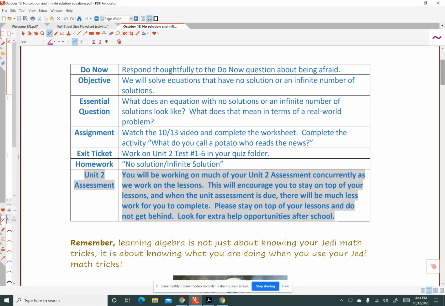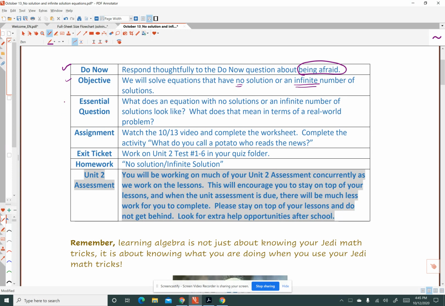We're going to start with our do now, which has a question about being afraid. We're going to talk a little bit today about fear. Our objective will be to solve equations that have no solution or an infinite number of solutions.